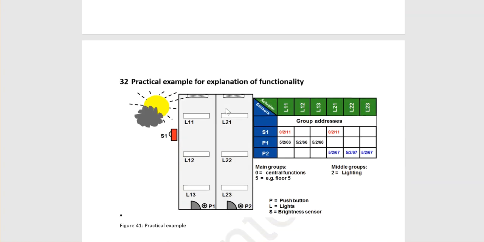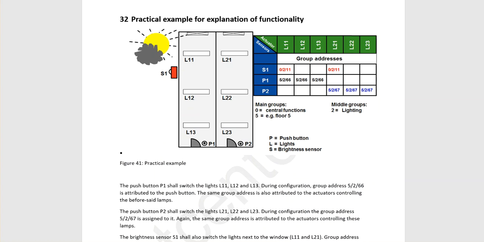So let's have an example about the filter table and how it is created in the ETS. Interesting. So now we have the example. In this example there are 2 rooms. In each room there are 3 lamps. So in room 1 there are lamps L11, L12 and L13.